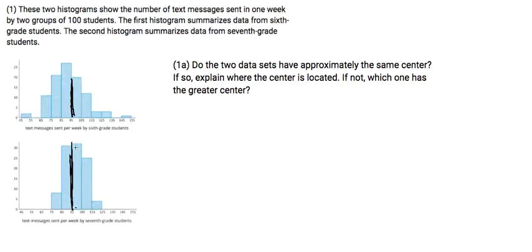So the two centers are pretty fairly similar. And I would say about 95 or 100 text messages. That's what I would say the center is for these two histograms.